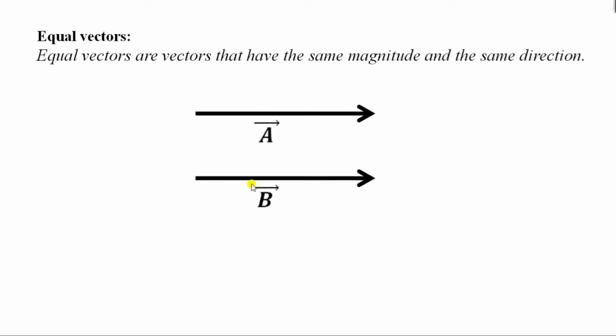Equal vectors are two vectors having the same magnitude and the same direction. Here you can see vector A and vector B are along the same direction and their magnitudes are also equal. That means vector A is equal to vector B.